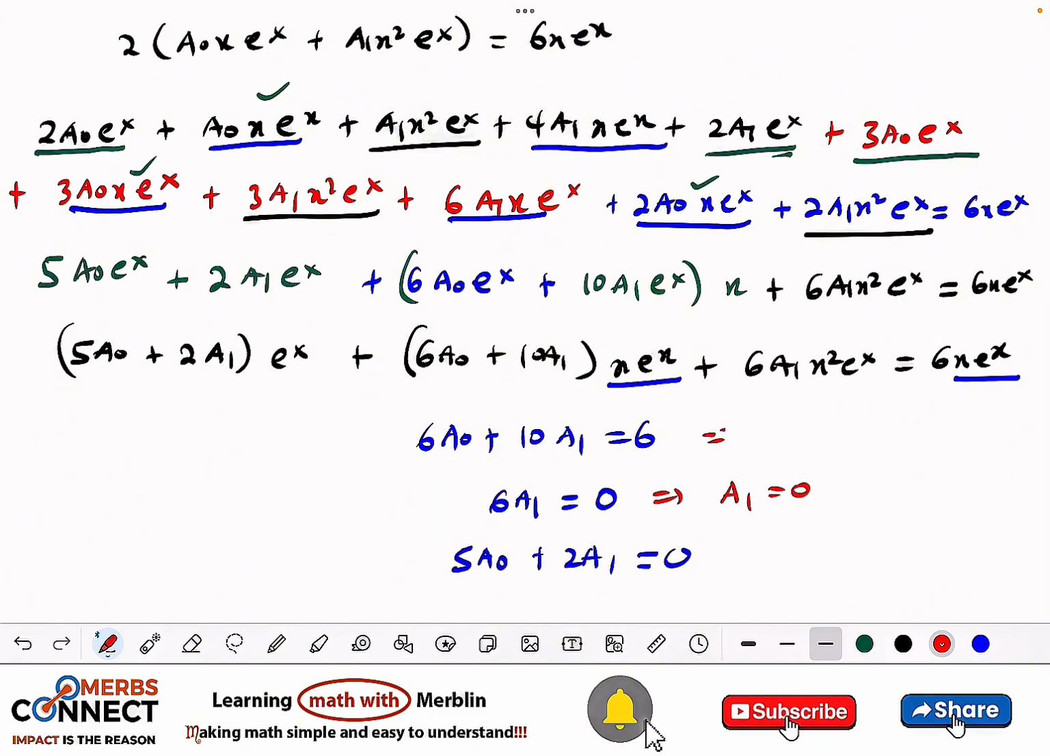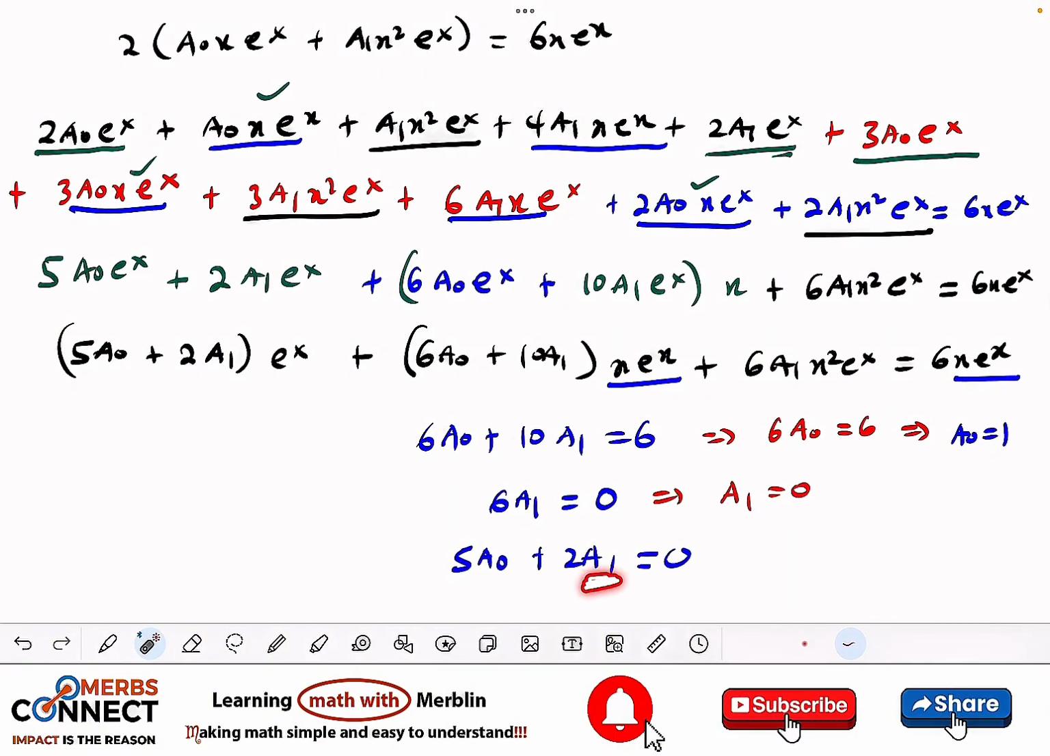And if a1 is 0, then when I plug in a1 here, this is going to give me 6a0 equal to 6, and it implies that a0 is 1. And then, since a1 is 0, what will a0 be? If this one is 0, it means that a0 will be 0. So it means that there is a mistake somewhere, because we cannot have a0 to be 1, and then when I plug in this one here, get a0 to be 0.